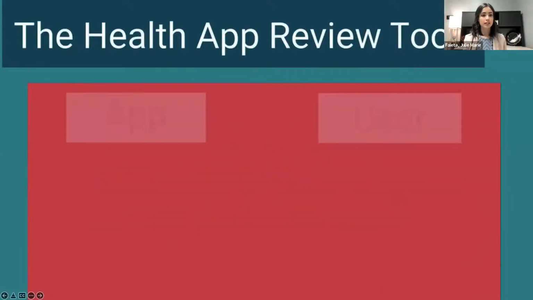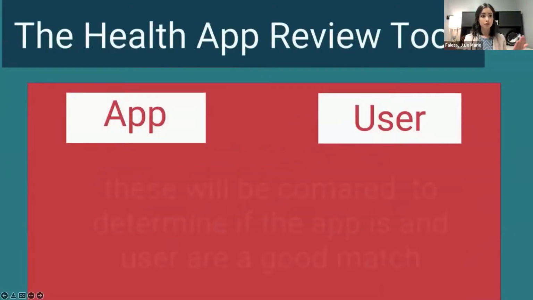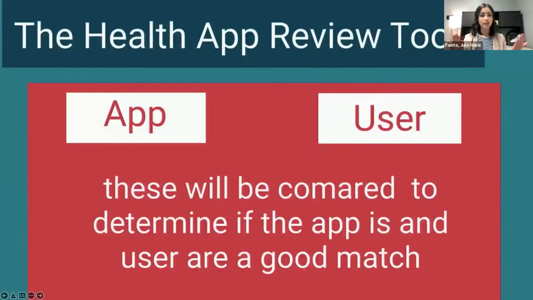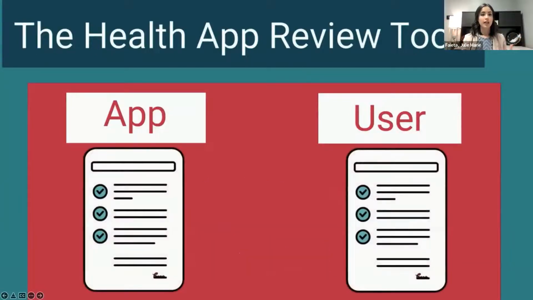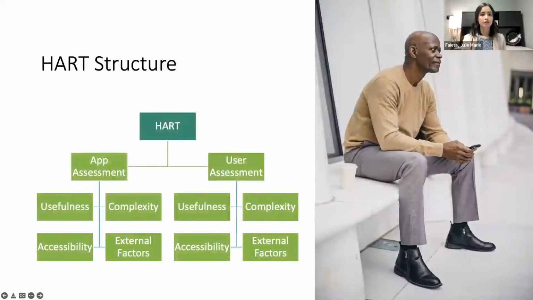It's a two-component assessment. It has both an app and a user component. Each of these components has four domains, and questions on each domain are graded against the comparable question on the other assessment, so we can determine how well the app and the user fit together. So here's the HART structure. To recap, the HART is a two-component web-based assessment. Let me rephrase because this is often a point of confusion. The HART is not an app in and of itself, but rather it's an app assessment.